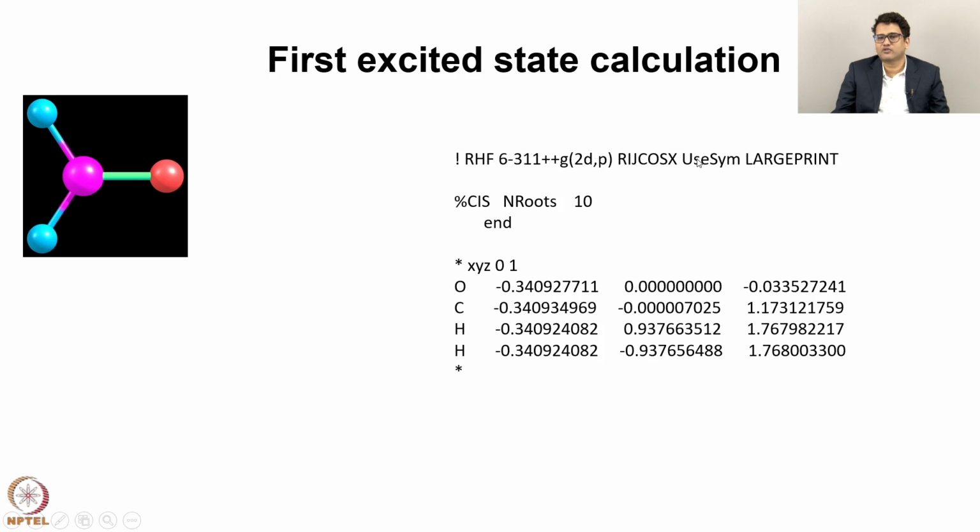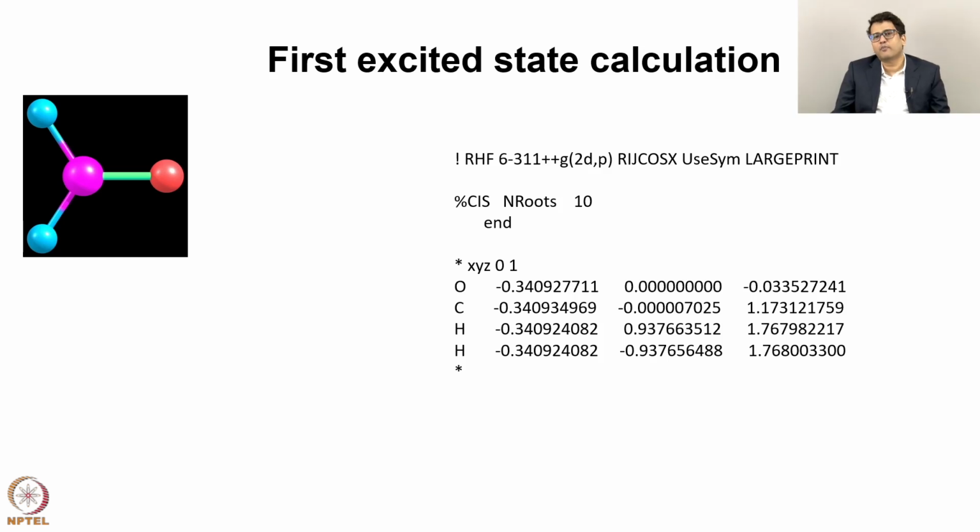RIJCOSX we will use to reduce the computation cost. I want to see the molecular orbitals, because one of the important things here is how to interpret this excited state, and that is actually a tricky job. So, we will carefully see the molecular orbitals to interpret the excited state.